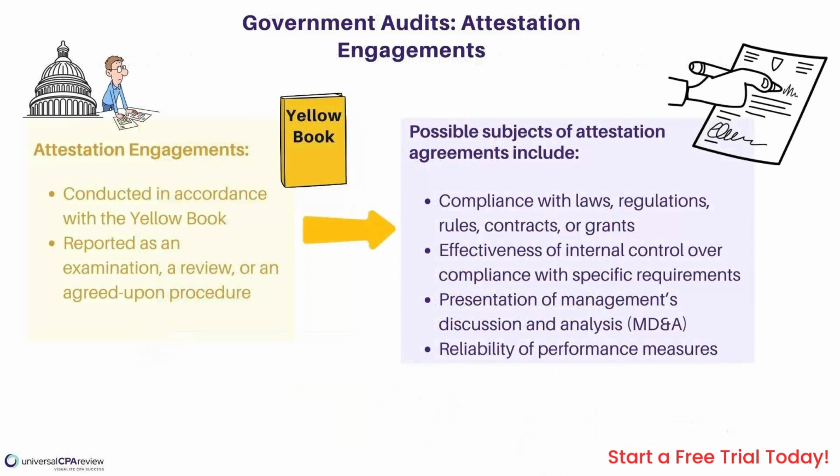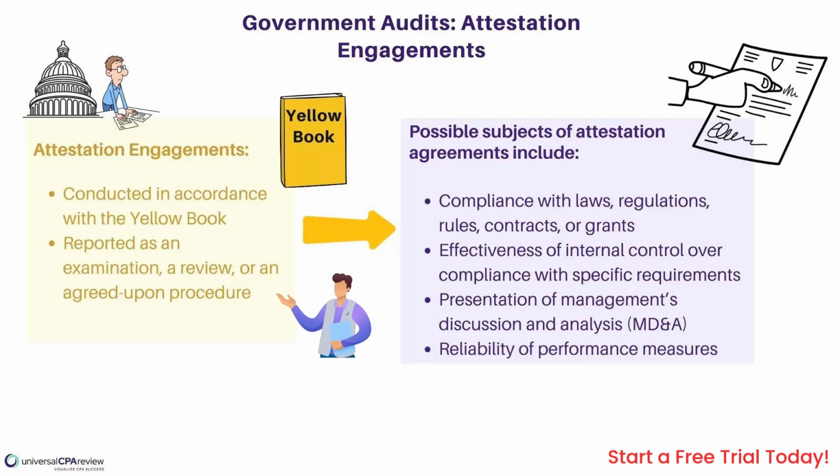So in addition to financial audits, government auditors also perform attestation engagements, which are another type of audit service conducted under Yellow Book standards. These engagements are focused on verifying the accuracy or reliability of specific information outside of traditional financial statements. Alrighty, so attestation engagements can take the form of an examination, a review, or an agreed upon procedures engagement. Each of these varies in terms of scope and assurance level. So for example, an examination provides a high level of assurance, while an agreed upon procedures engagement is more limited and based on what was agreed in advance with the client.